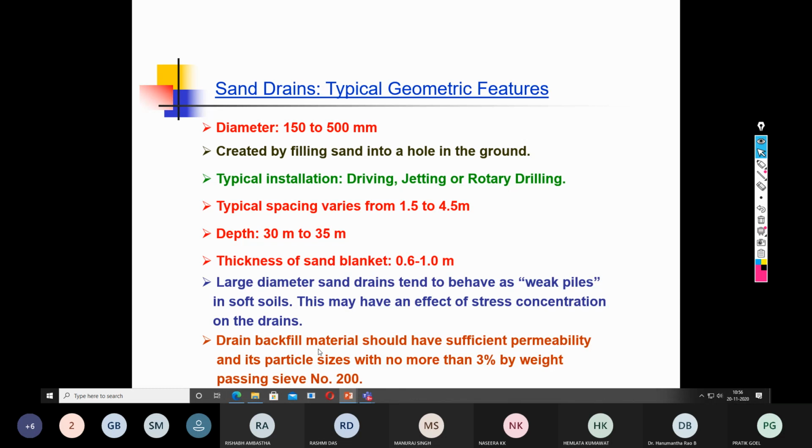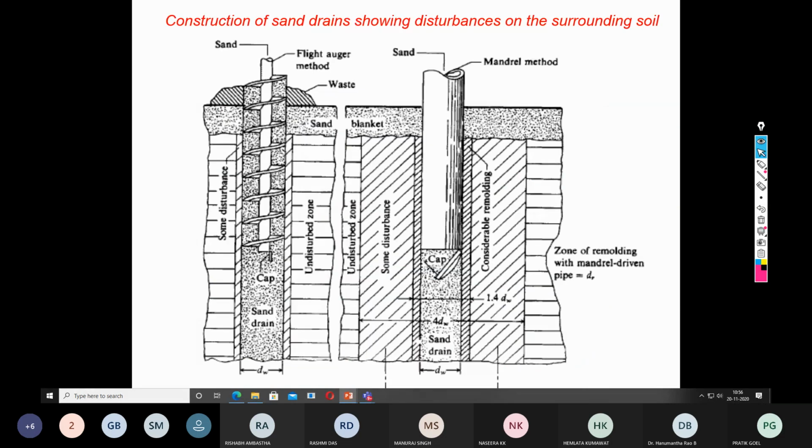The drain backfill material should have sufficient permeability, and its particle size should have no more than 3% by weight passing the number 200 sieve, that is 75 microns. Here backfill material means this sand. It should be pure sand. It should not contain fine particles, not more than 3%.